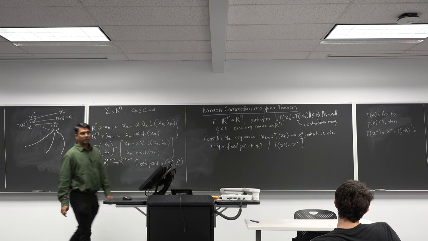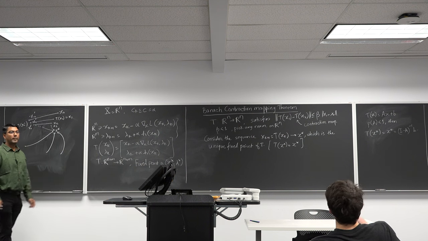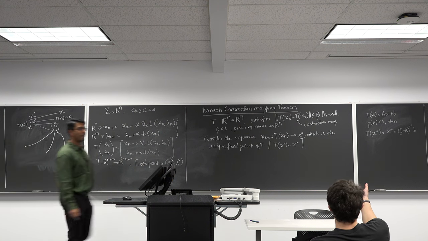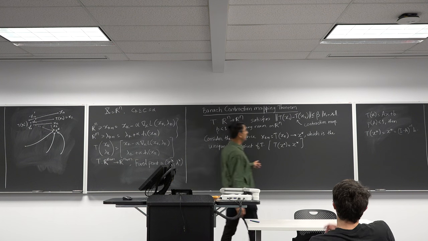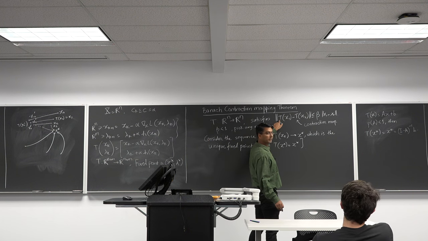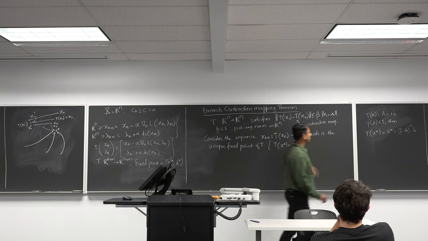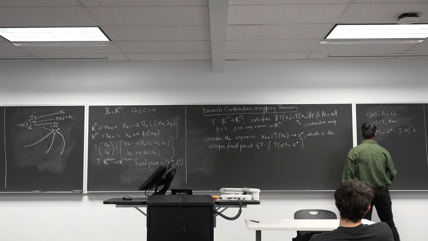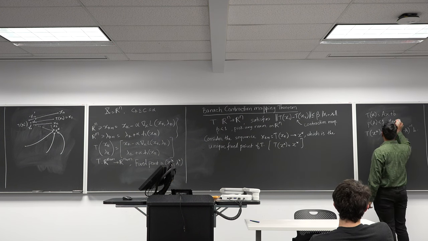Okay, any questions so far? Can you just clarify how you're putting that inequality into the form for the linear contraction map? So how am I getting this inequality? How is it going to that form? Yeah, okay. So let's see. Okay, perfect. So let's look at that.